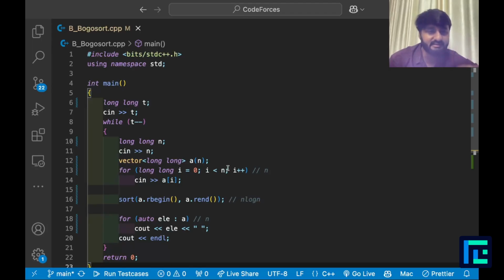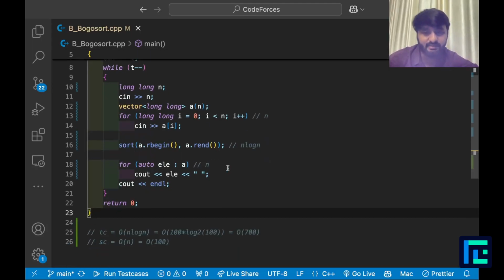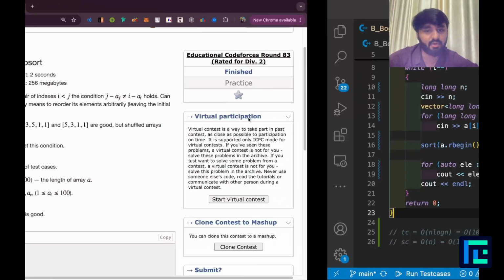Pause this again once, explore the reverse sorting technique once more. And I think if you get that part, this is going to be a two-liner code.